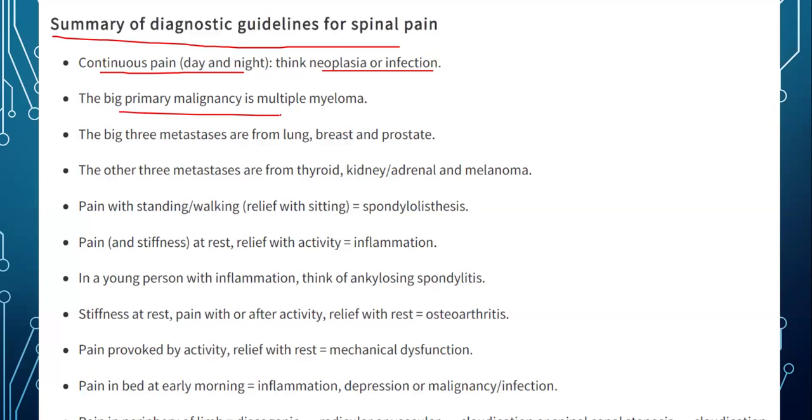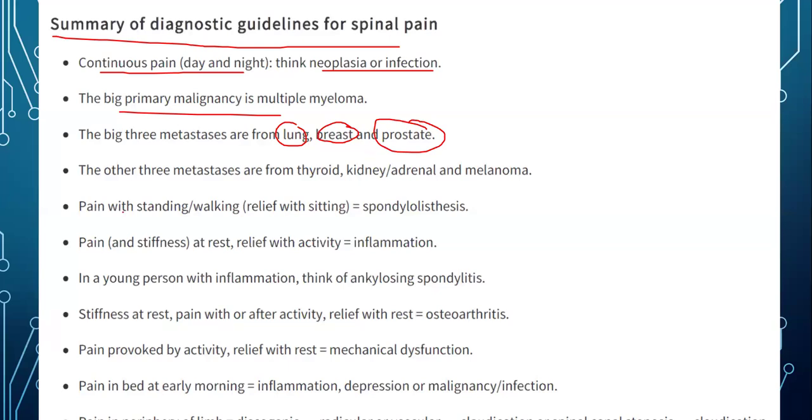What is the cancer of the lower back? The primary malignancy of the vertebra is multiple myeloma. Okay, but multiple myeloma is not the commonest cause of cancer in the vertebra. Rather, metastatic cancer is the most common. And the three big metastases are from lung, breast, and prostate.